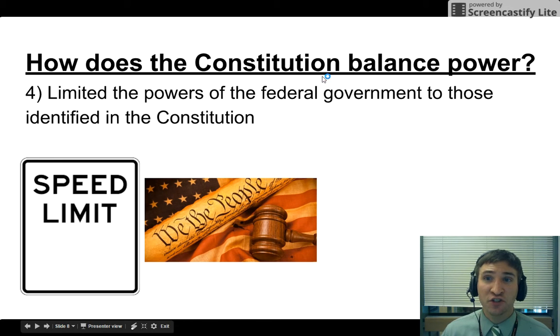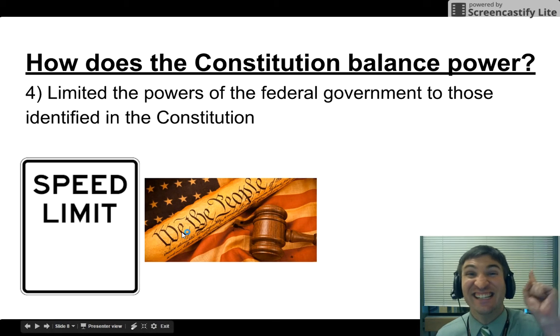How does the Constitution balance power? Way number 4. It limited the powers of the federal government to those identified in the Constitution. So there was a limit to the federal government's powers, and they only were listed in the Constitution. If it wasn't listed there, then they didn't exist.